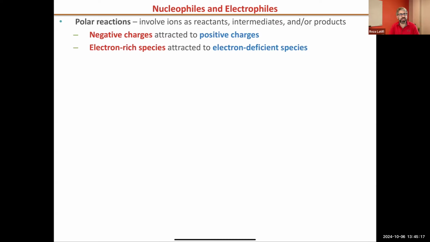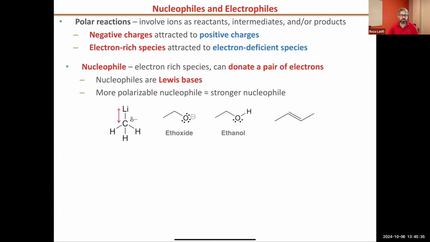Okay, let's talk about polar reaction. It says polar reaction. What does it mean, polar reaction? It means you will be dealing with positive and negative charges, and a negative charge will go after a positive charge. Okay, and where is the negative charge? The negative charge will be located on a species that we call a nucleophile. Okay, and a nucleophile is a Lewis base. So there is a lone pair on the Lewis base that's going to be donated or shared with a species that has a positive charge.